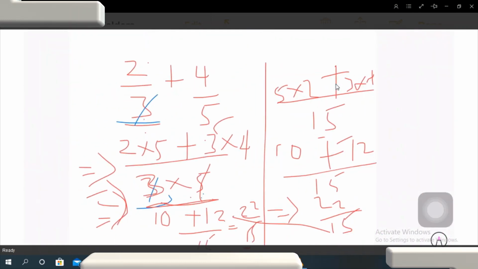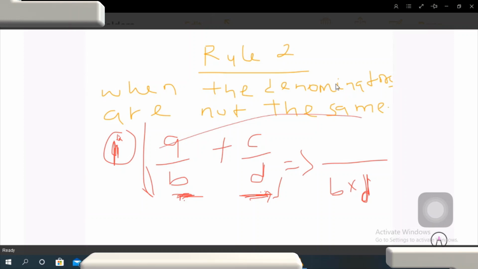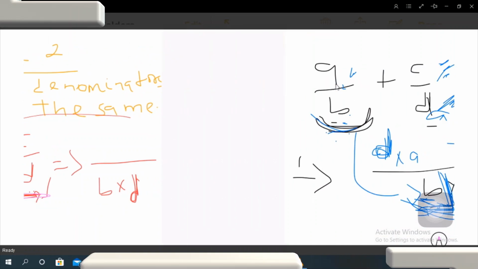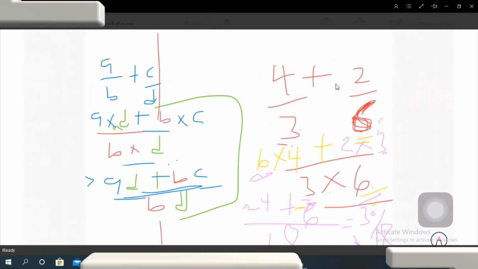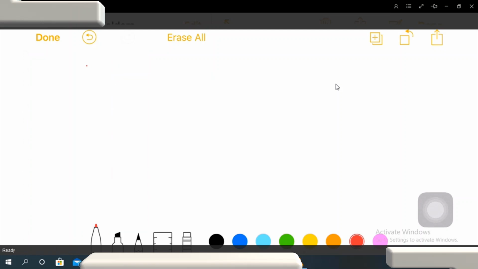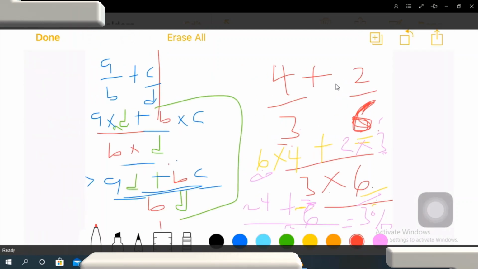So that's it for rule 2I, where we just multiply the denominators. Let's go to rule 2II. When the denominators are different, yes, still different, but now it's a different method. So this method applies to common multiples. So this is where we use the term LCM. So let me take the same example, 4 over 3 plus 2 over 6.